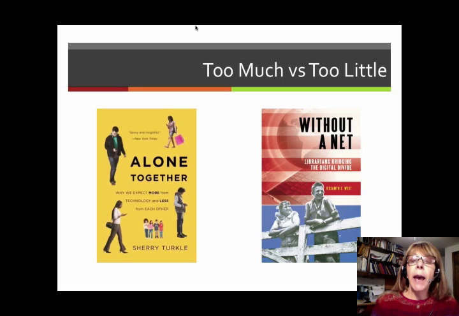And then we look at connectivity. Is there too much or is there too little? Sherry Turkle's book has been out several years, Alone Together, where you're sitting in front of your device and you're connecting with lots of other people, doing lots of other things, but it's not face-to-face. You're alone and you're together.